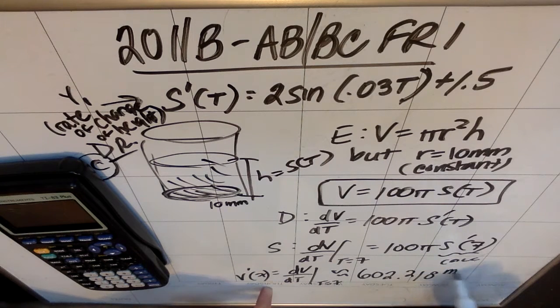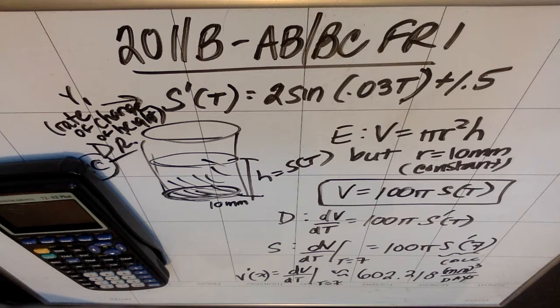So volume would be millimeters cubed over, it was days, right? So millimeters cubed per day. Now, do they ask you to interpret it? No, they just said indicate units of measure, which we did. So that's my answer. Part D.